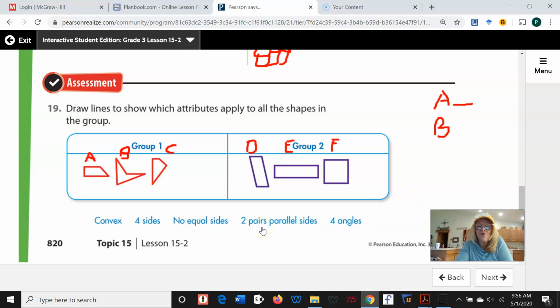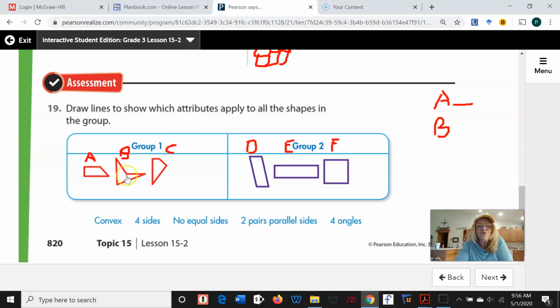Does this shape have 2 pairs of parallel lines? I see 1 pair of parallel lines, but this side is not parallel to this one. So can we write this one down? Nope, can't write that one. So all we have for A so far is convex, 4 sides, no equal sides. Does shape A have 4 angles? We'd have an angle here, here, here, and here. So we would write down 4 angles. Again, for A, you're going to have convex, 4 sides, no equal sides, 4 angles.